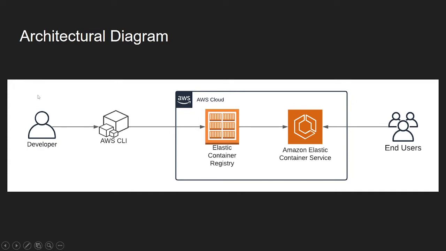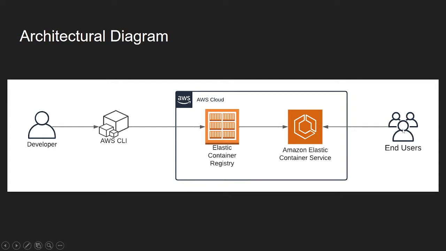This diagram says the developer creates a Docker image and uses the AWS CLI to push this Docker image to Elastic Container Registry. It is a private Docker registry, a service provided by AWS, and ECS uses this Elastic Container Registry image to run a container. We use AWS Elastic Container Service, and after that we run a service inside the Elastic Container cluster, and we expose this application to the end user.